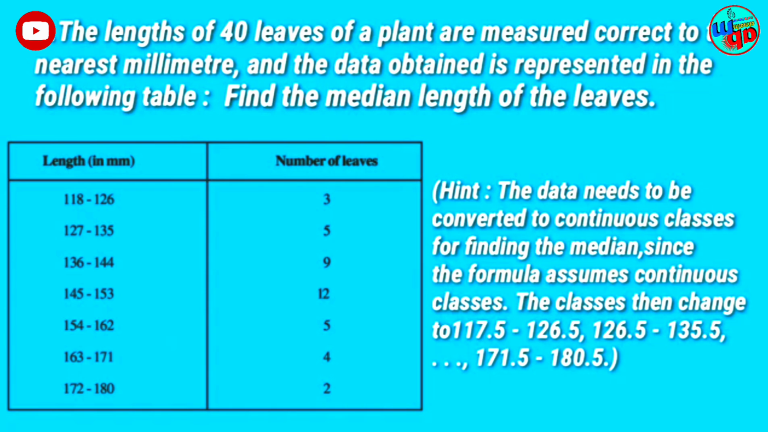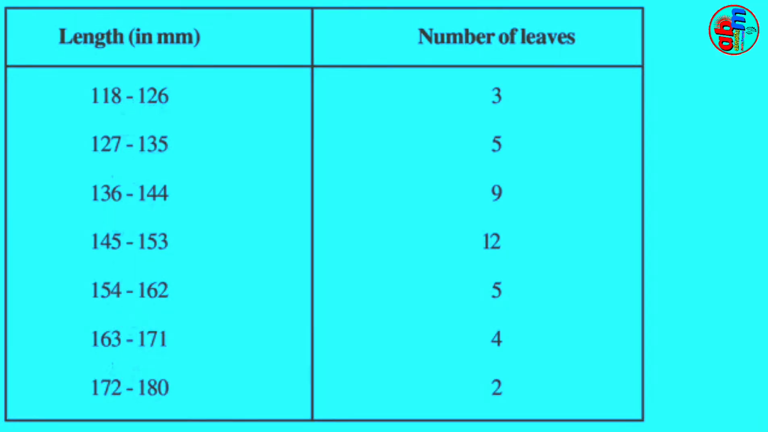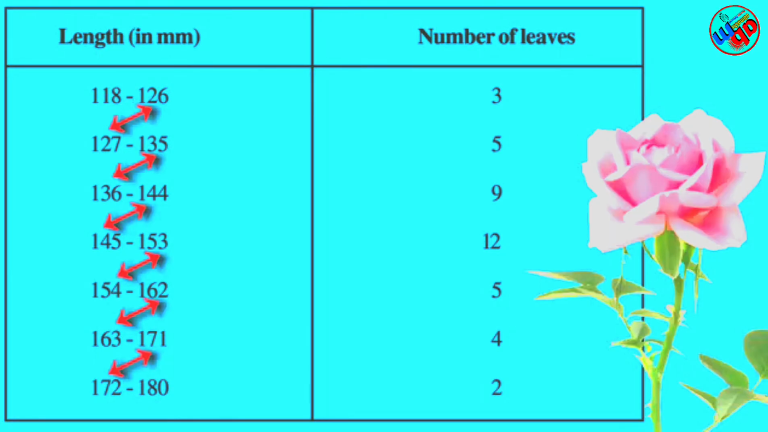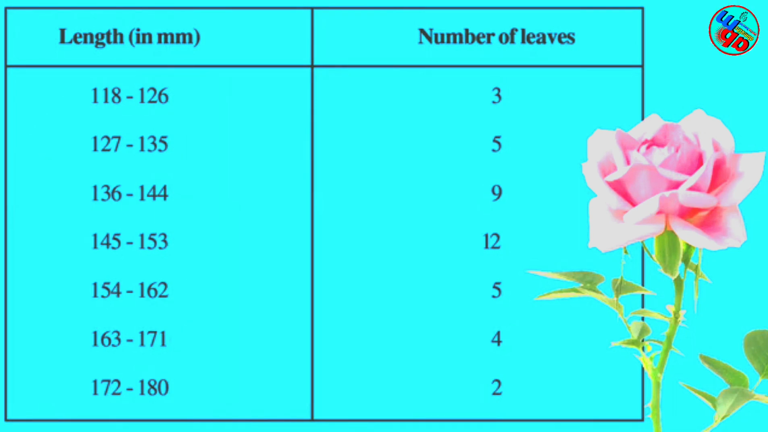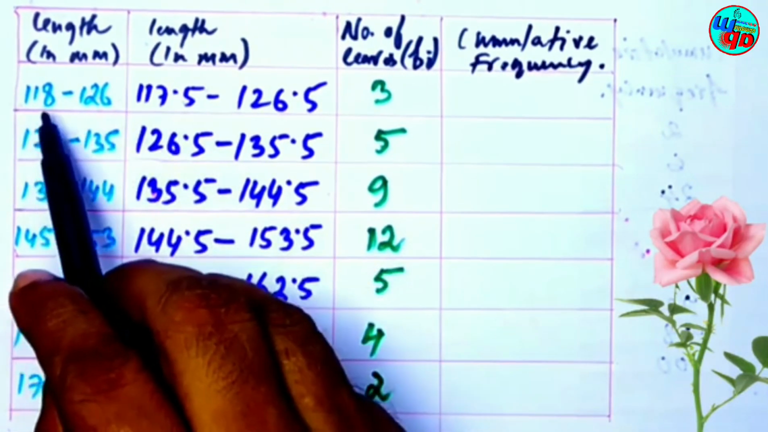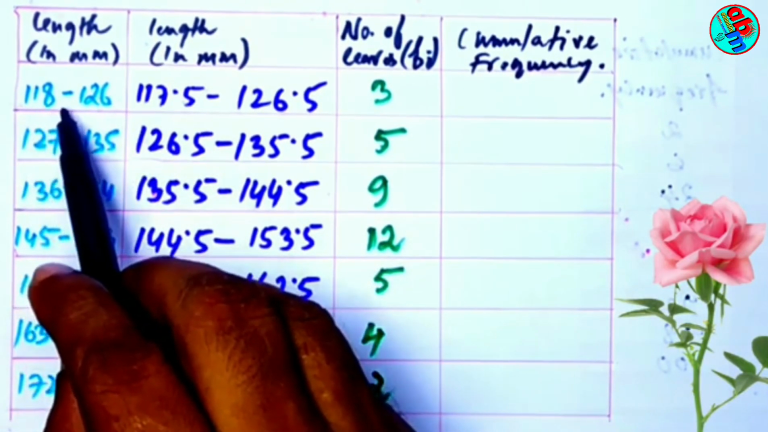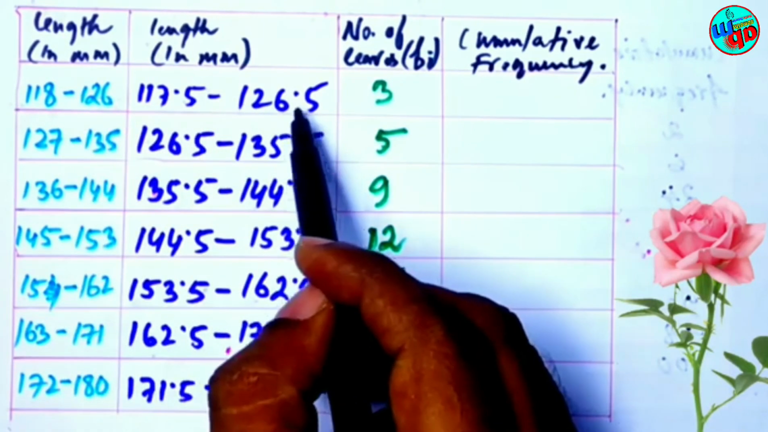From the table, it can be observed that the data does not have a continuous class interval. It can be seen that there is a difference of 1 in the class intervals. So half we subtract from the lower limit and half we add to the upper limit to get this table and prepare the cumulative frequency table. So we are preparing it. We decrease half from the lower limit and increase half to the upper limit, so we get 117.5, 126.5. Likewise we did the others also.